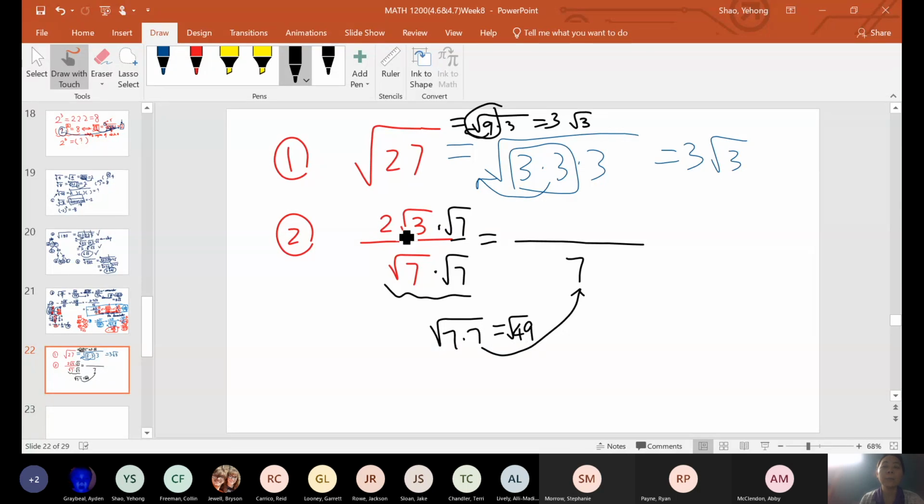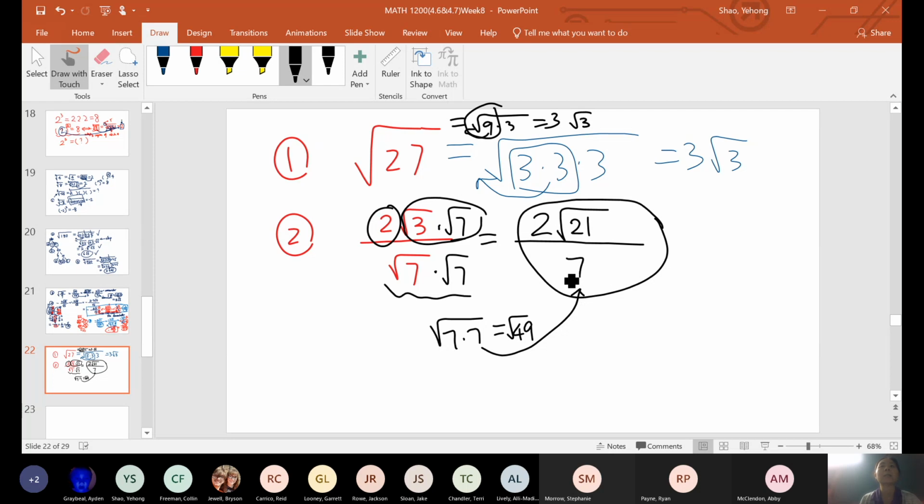But on the top, when we multiply, this 2 will stay because it's outside the radical. The 3 and 7 are both within the radical sign. You can multiply them to get 3 times 7, which is 21. That would be the final answer. The 2 and 7 are both outside the radical sign and don't have anything in common, so we'll just leave them as they are. Most of you got the idea how to do this.